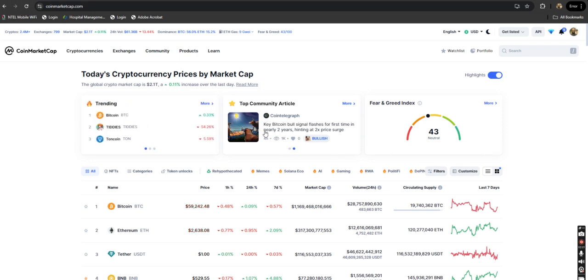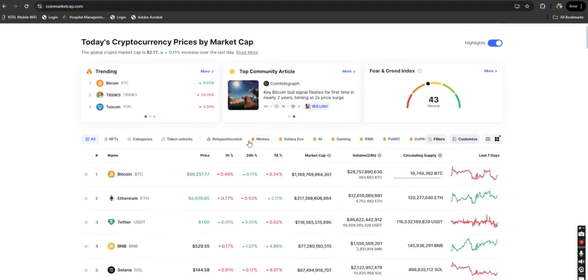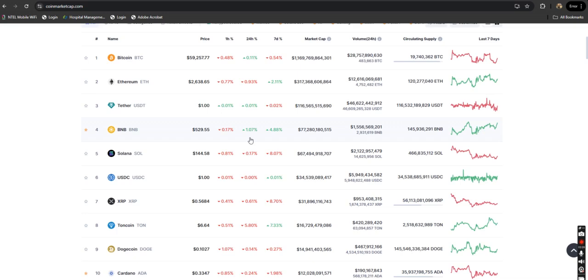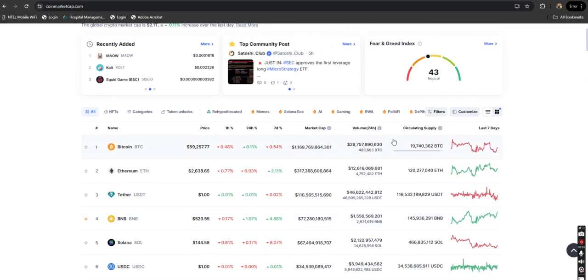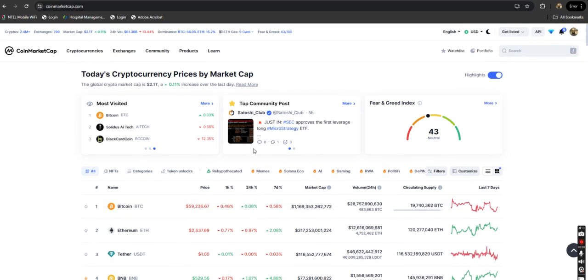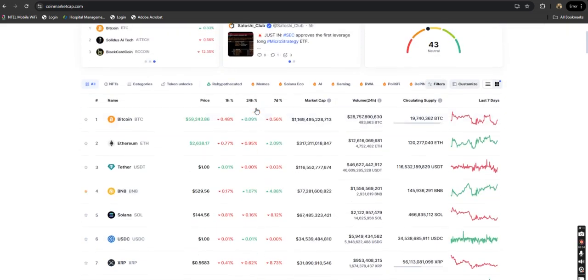So with CoinMarketCap as a new beginner, you can familiarize yourself with the available coins, their total market capitalization, the volume traded, and also have an idea of what people are thinking about the market.